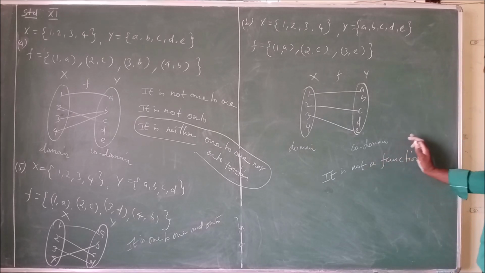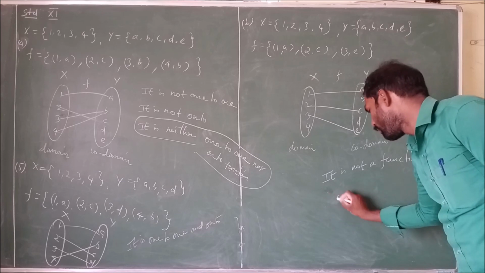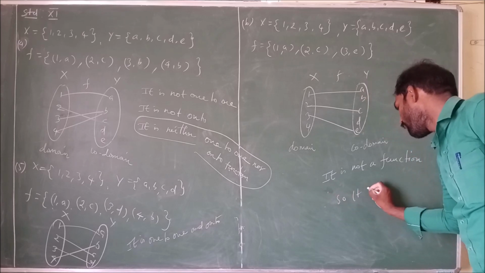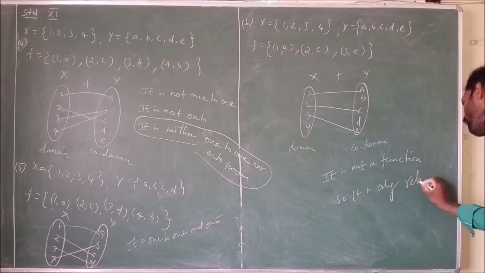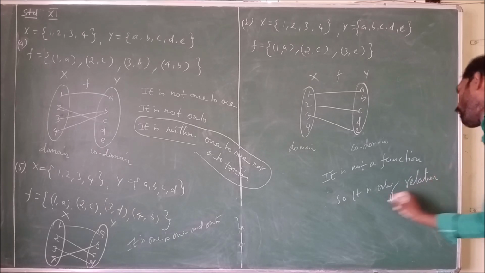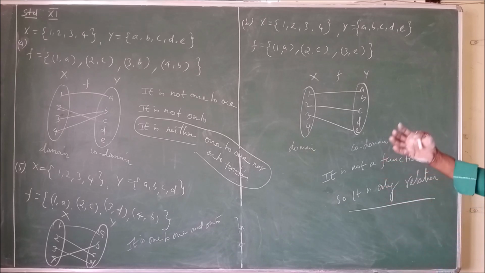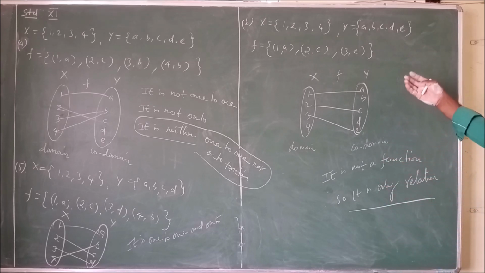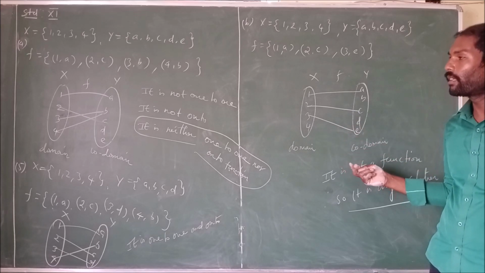It is not a function. So it is only a relation: not a function, but it is a relation. Clear that? So these are the basic definitions for function, one-to-one function, onto function, and composite function.